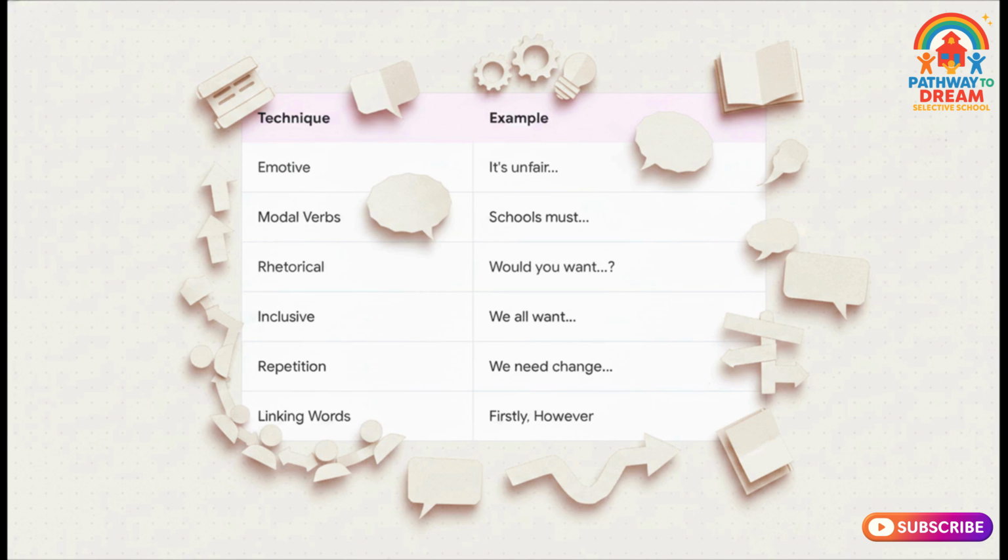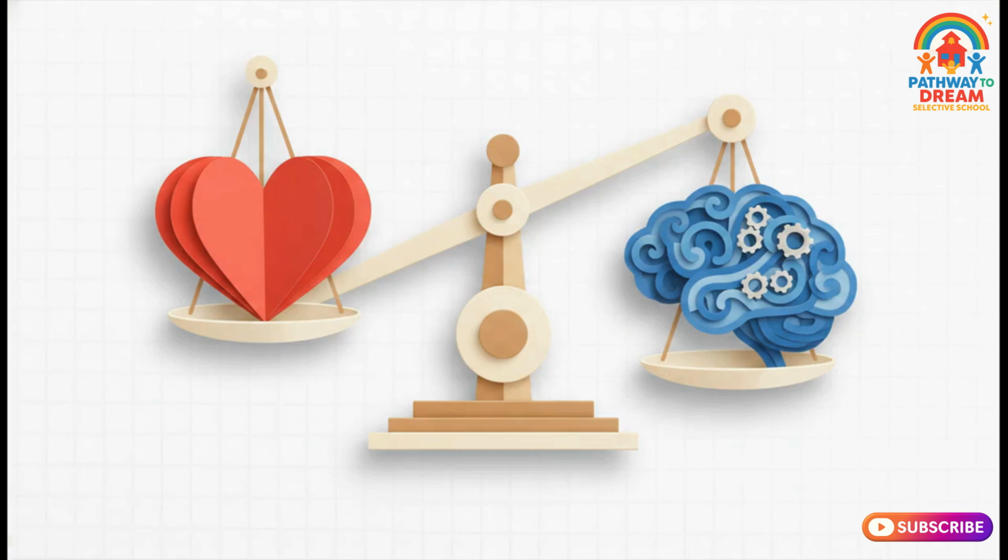These are the secret ingredients that elevate the writing. So the crucial takeaway here is to persuade with emotion and logic. A top-scoring essay beautifully balances passionate, emotive language, words that appeal to feelings, like saying something is unfair or wonderful, with sensible, logical reasoning. Strong feelings are great, but they must always be supported by clear, rational thinking.